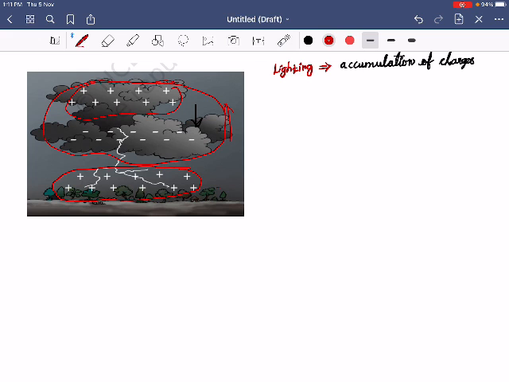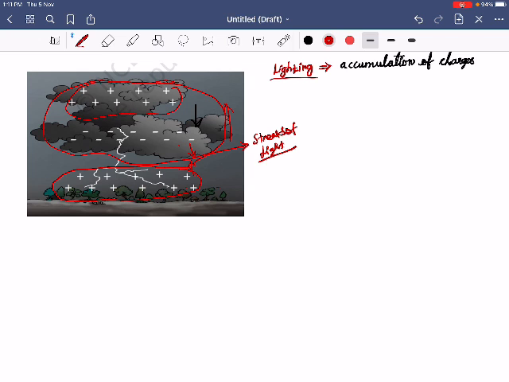The bottom of the sky consists of a lot of negative charges, and those negative charges try to attract this positive charge. So here positive charge, here negative charge, and both try to attract each other. At that time a huge number of streaks of light will be possible. That is called the making of the lightning effect.